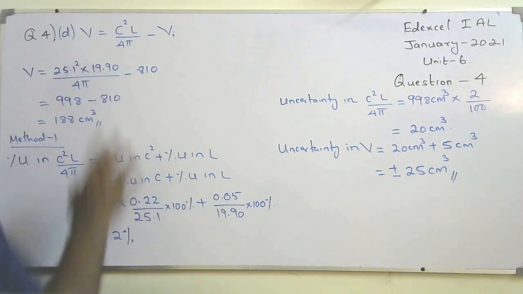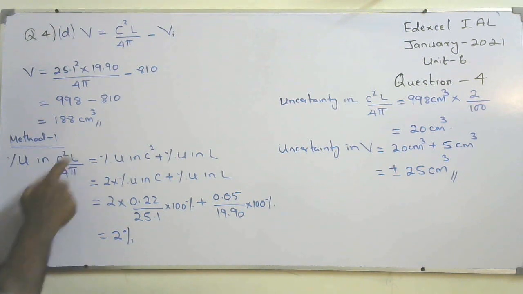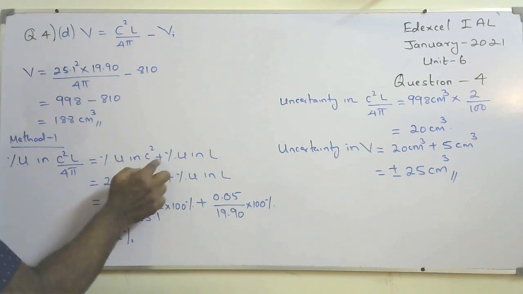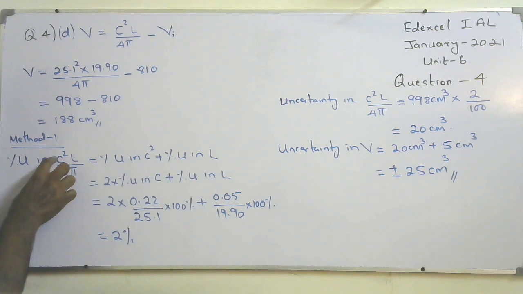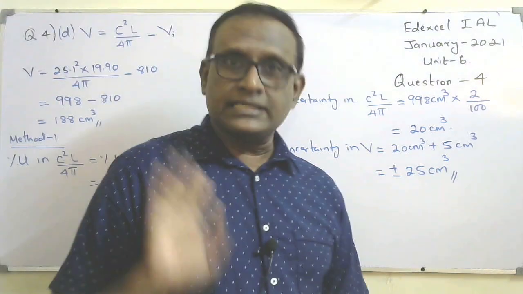So in the first method, I'm going to find the percentage uncertainty of this one. So percentage uncertainty in C squared L over 4 pi equals percentage uncertainty in C squared plus percentage uncertainty in L, because C squared and L are multiplied. 4 pi has no uncertainty because it's a number.